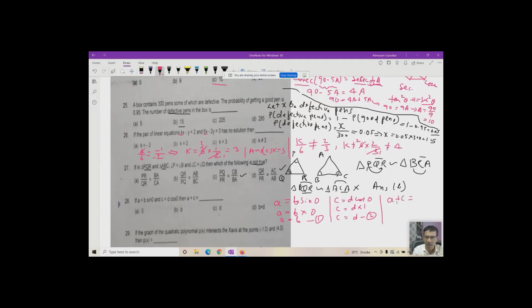A plus C is equal to, and now here A is equal to B into 0, sorry, A is equal to 0 over here. B into 0 will be 0. So instead of A, there will be 0, plus, instead of C, there will be D. So A plus C will be D. So the correct answer is D.